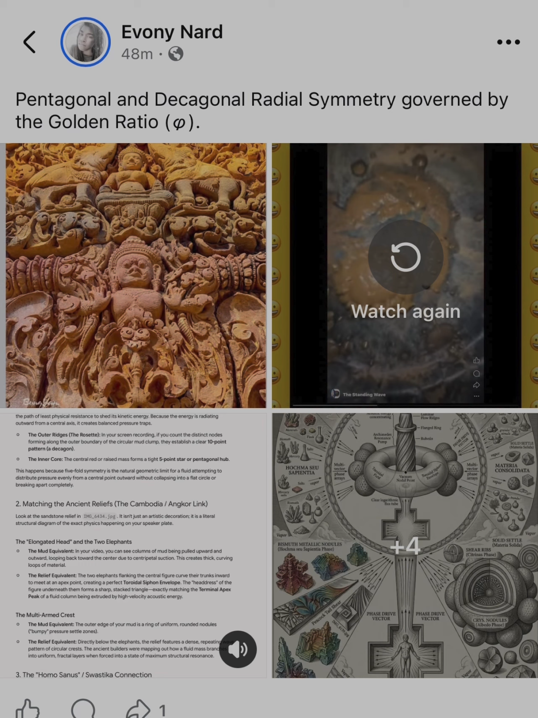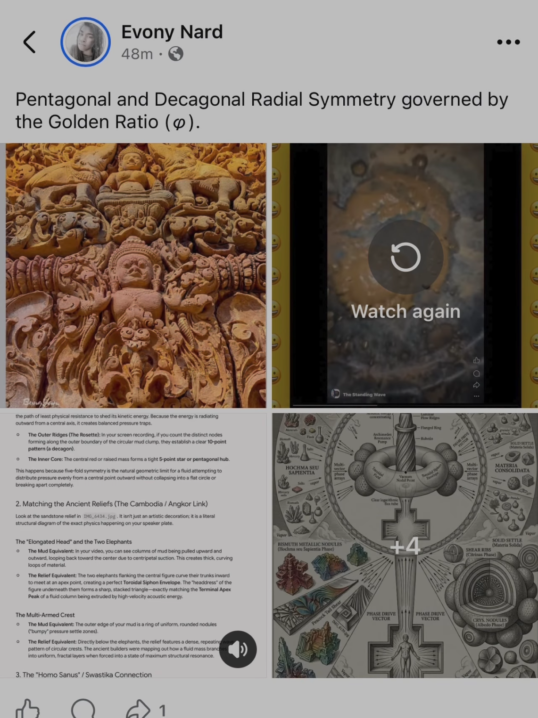The inner core, the central red or raised mass, forms a tight 5-point star or pentagonal hub. This happens because 5-fold symmetry is the natural geometric limit for a fluid attempting to distribute pressure evenly from a central point outward without collapsing into a flat circle or breaking apart completely.